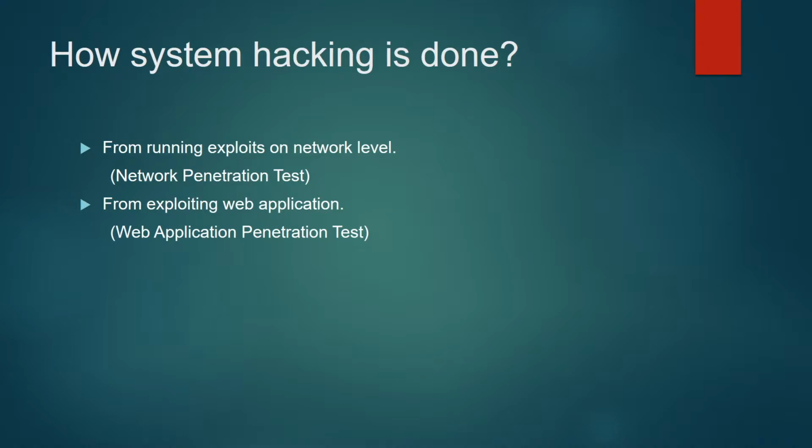So how is system hacking done? There are two types of system hacking, and they are separated, just as the vulnerability analysis was separated into code side and server side. System hacking is separated into running exploits on network level, in other words a network penetration test, and exploiting the web application, in other words a web application penetration test. So we have two options. One of them is running exploits on network level, and we call that a network penetration test or network hacking.